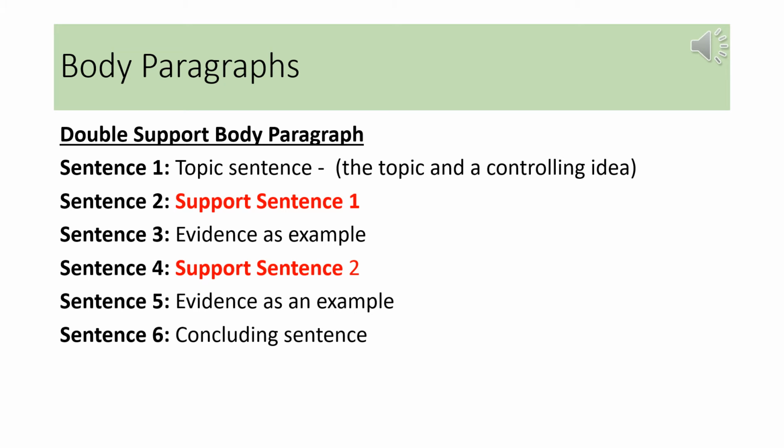The double support body paragraph, of course, has a topic sentence, a topic and a controlling idea. And then your first support sentence that supports your controlling idea, and then an example, then a second support sentence, evidence in the fifth sentence, another example, and then a concluding sentence. This is the double support or double idea body paragraph.